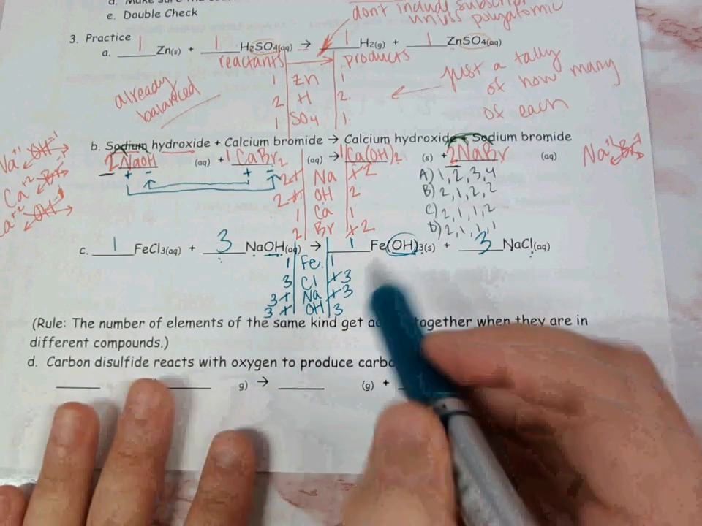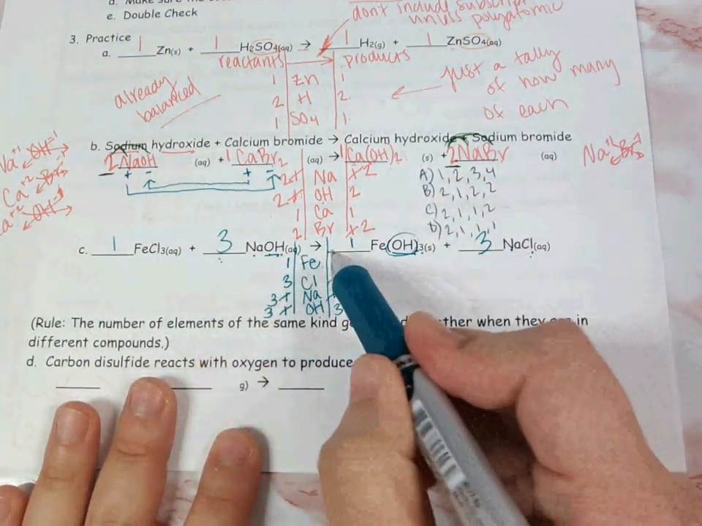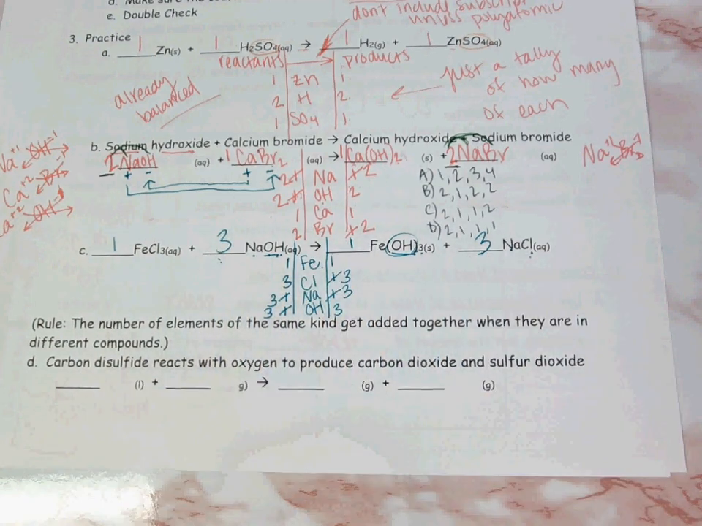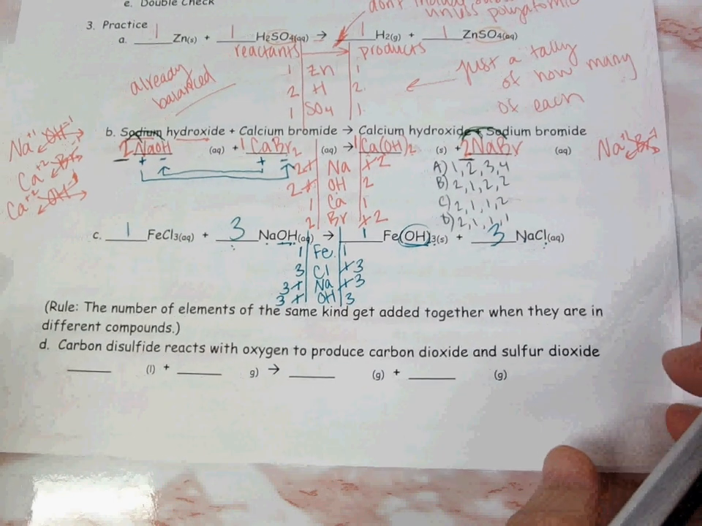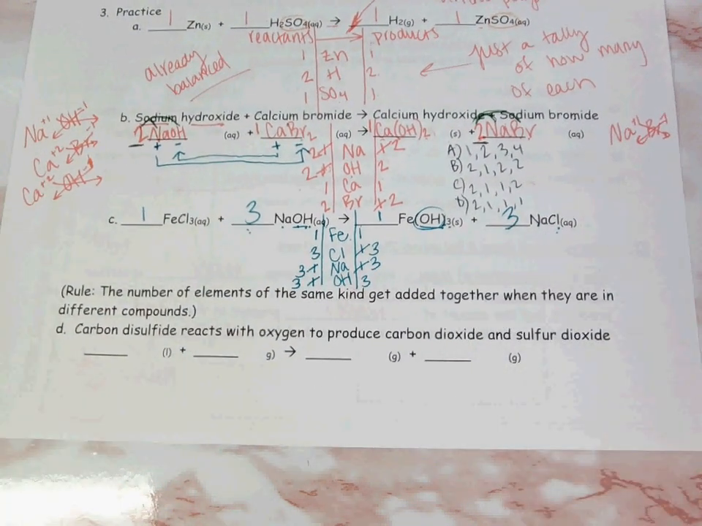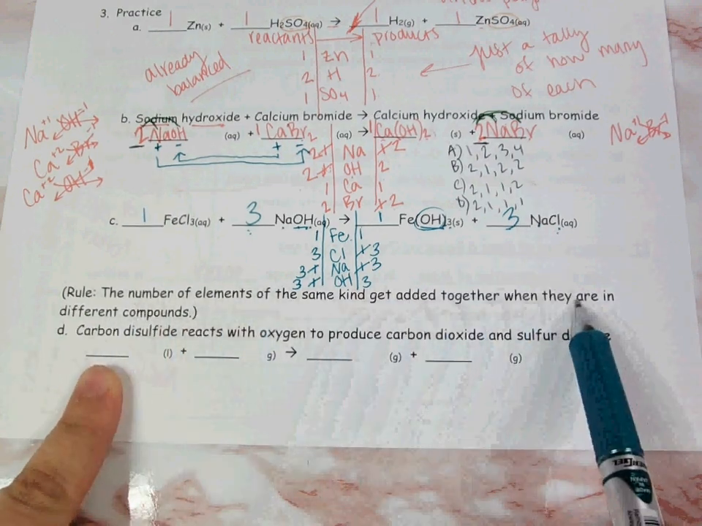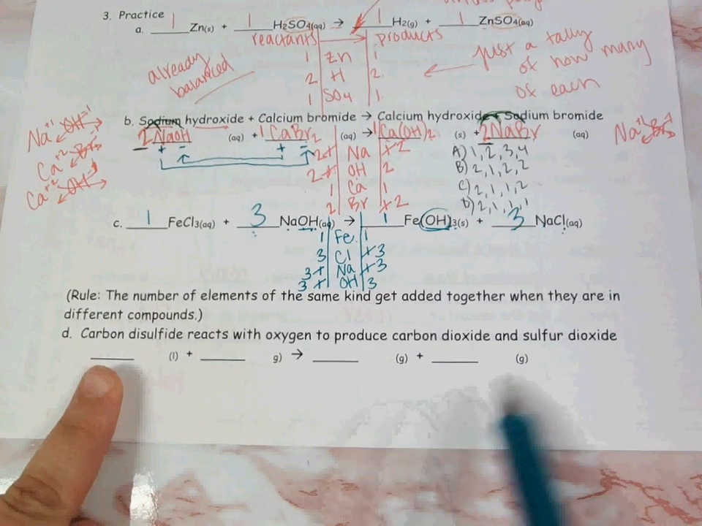So notice that we're not doing any math down here. This is just counting up how many atoms we have. If we want to change something, we change it in the coefficients. Good? Alright, last one on this page, and then things will get a little bit trickier. There's a rule that says the number of elements of the same kind get added together when they are in different compounds. So let's take a look at this example.